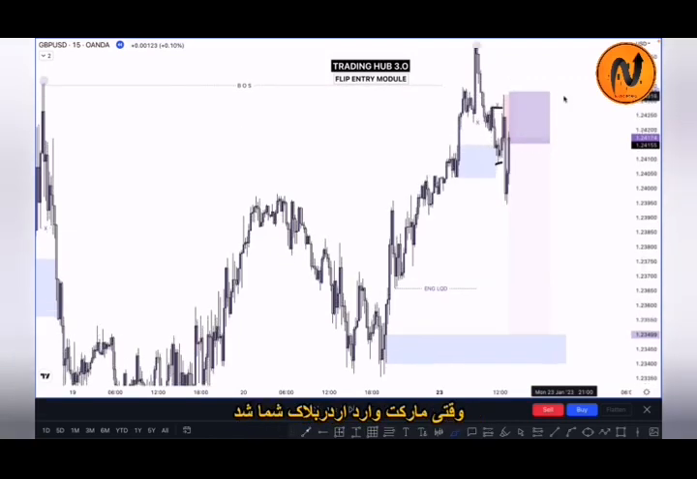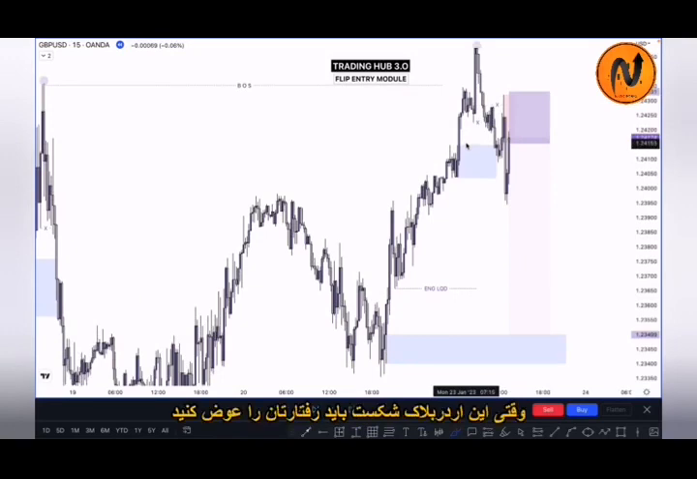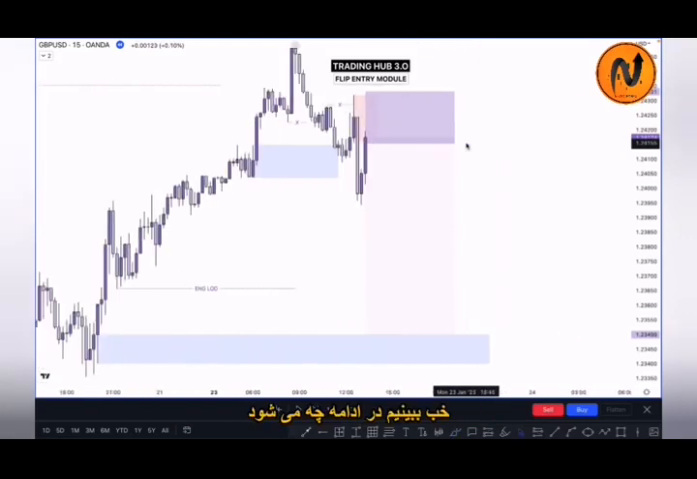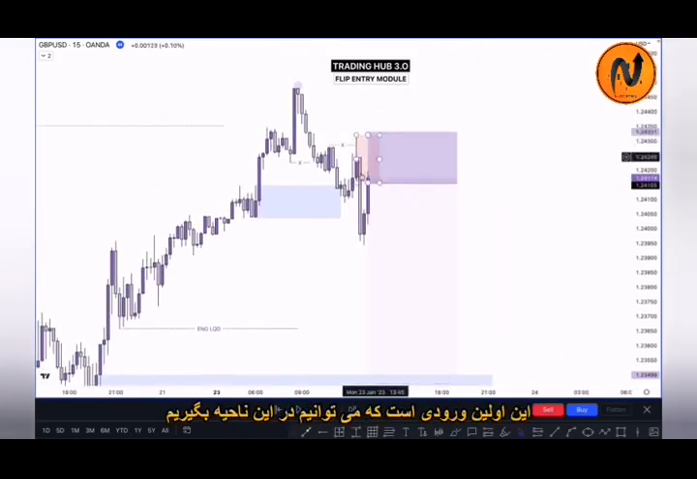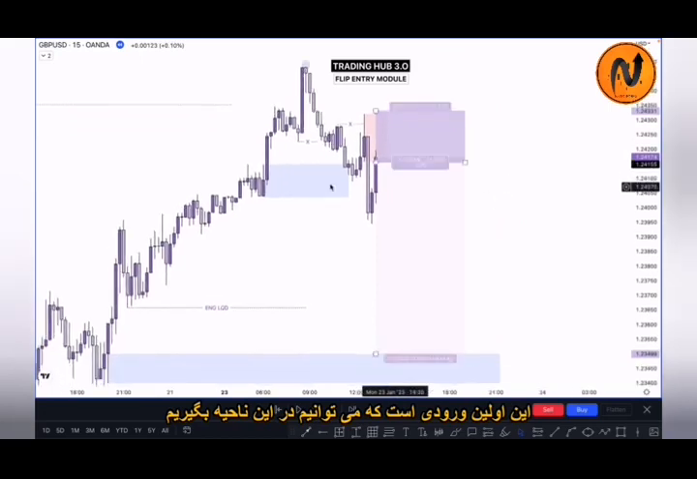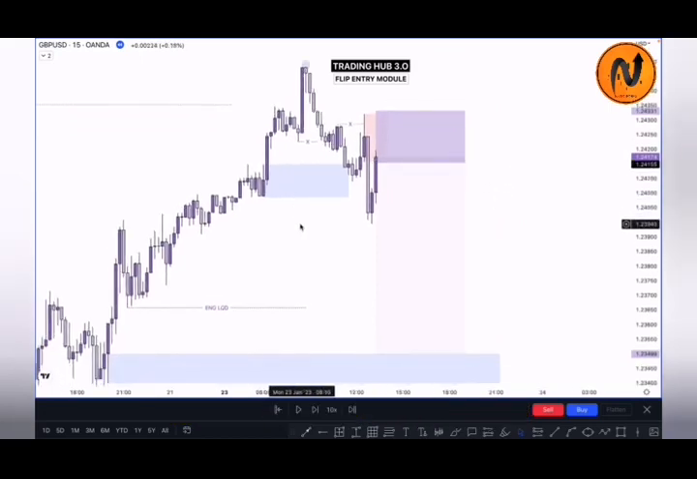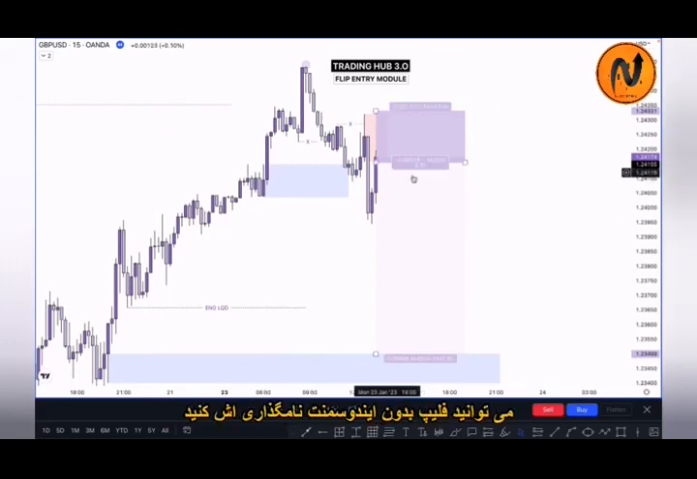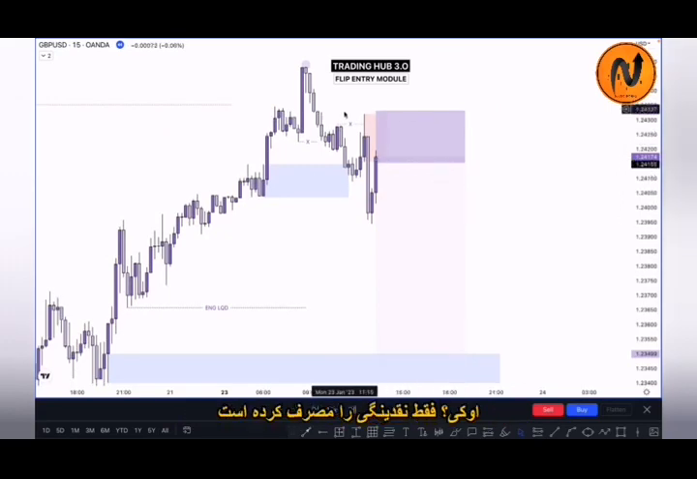Once the market taps your order block right here, then you have to think in a buy side. When this order block fails, then you have to change your behavior and change your perspective to the sell side. So let's see what happened next here. This one is our first entry that we can take here, and this one is our flip entry model where there is no inducement. You can say flip with no inducement, just taking out the liquidity.